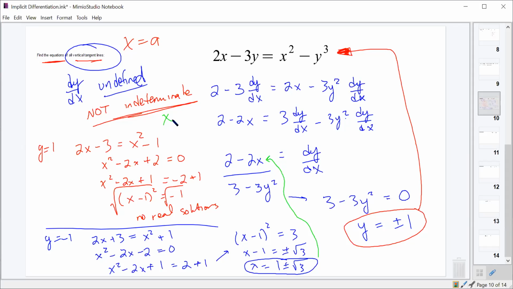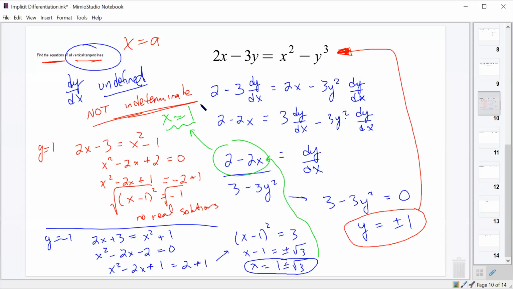Only x equals 1 would, right? X equals 1 would make it indeterminate, and neither of those is x equals 1, is it? 1 plus root 3 and 1 minus root 3 are both not 1. So these should be the equations of our vertical lines right here.